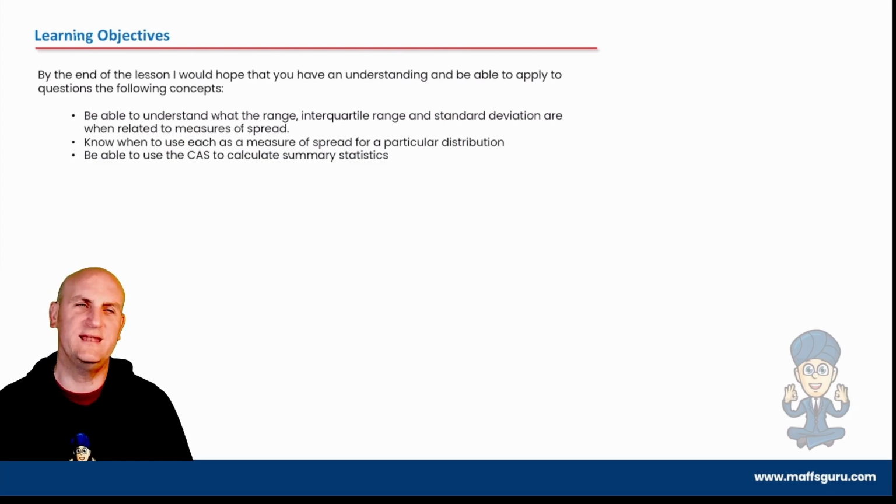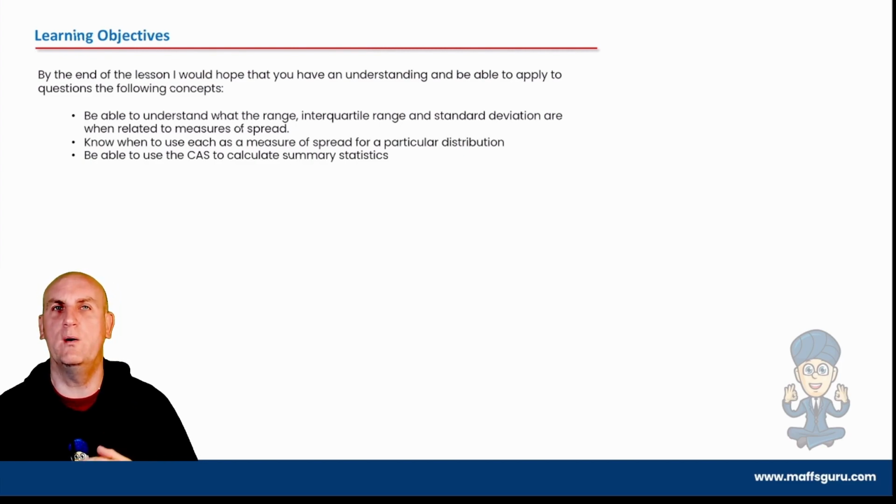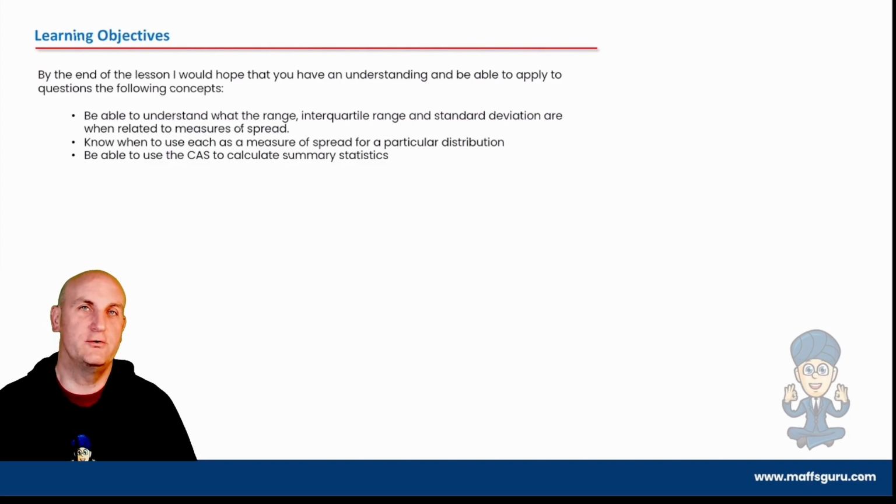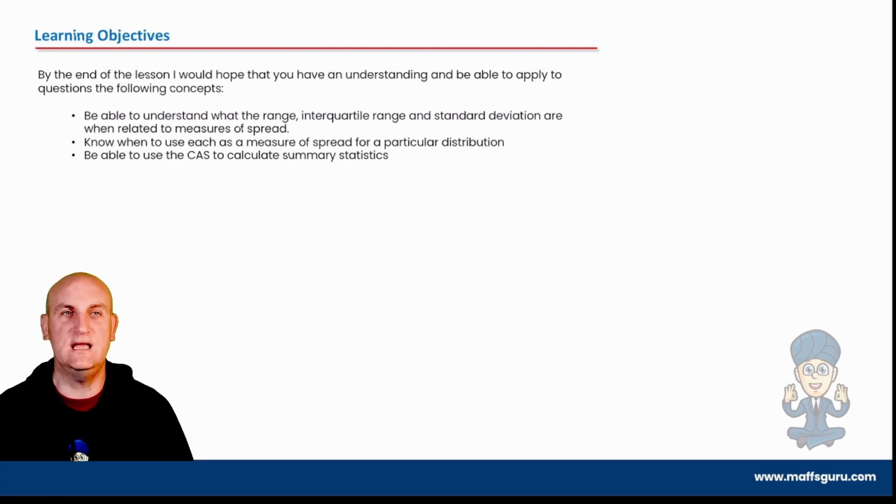Now, what are we dealing with today? We're going to understand what the range, the interquartile range, and the standard deviation are when related to measures of spread. You've been dealing with the range since year 7. What is it? It's the highest number, take away the smallest number. Yeah. But what is this interquartile range? What is a standard deviation? These might be new to you. Have your summary book near you. You can go to Maths Guru, download all these notes, copy them all over, or write all over them, and stick them in your maths book. A great resource, if I don't say so myself.